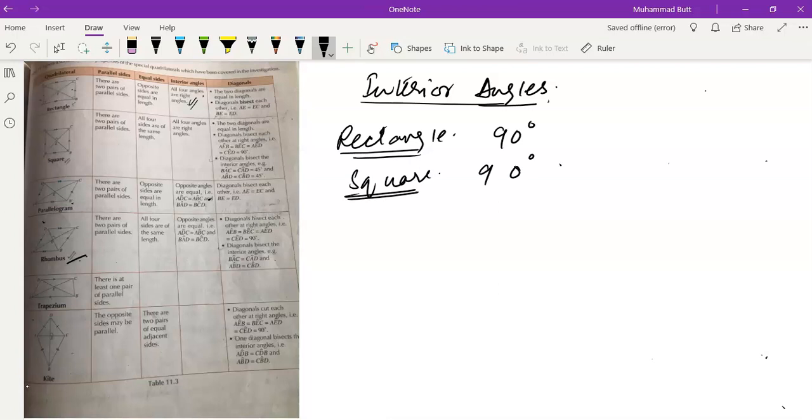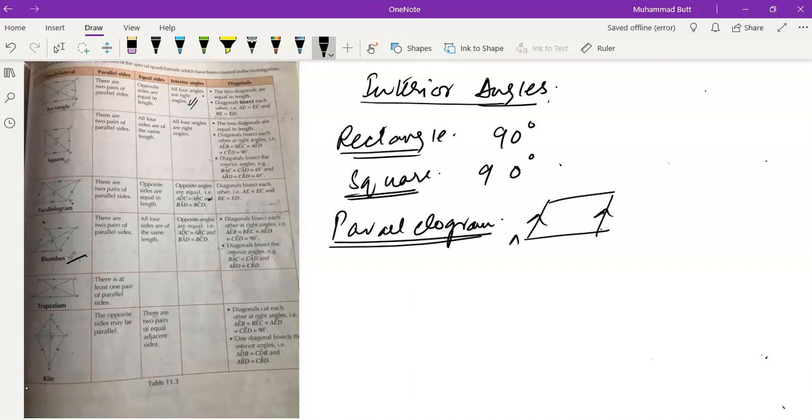Then what about the parallelogram? As we know, there isn't any angle of 90 degrees in a parallelogram, but we know that opposite sides are equal in length and they are parallel to each other. Look at this. This is a parallelogram. These two sides are parallel to each other.